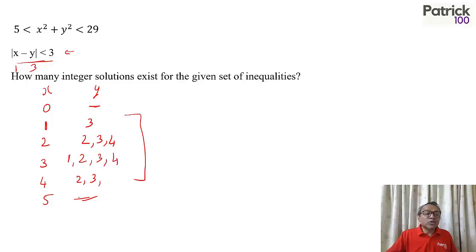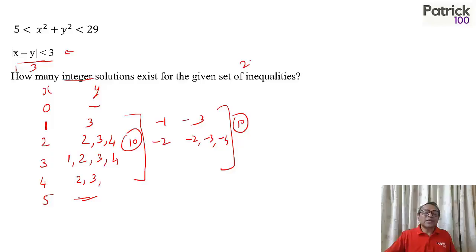Now this is an integer solution, that means positive and negative. So if 3 will satisfy, -1, -3 will also satisfy. -2, -3, -4 will also satisfy, and so on. So these are 10 values plus 10 values. So total 20 is the values.